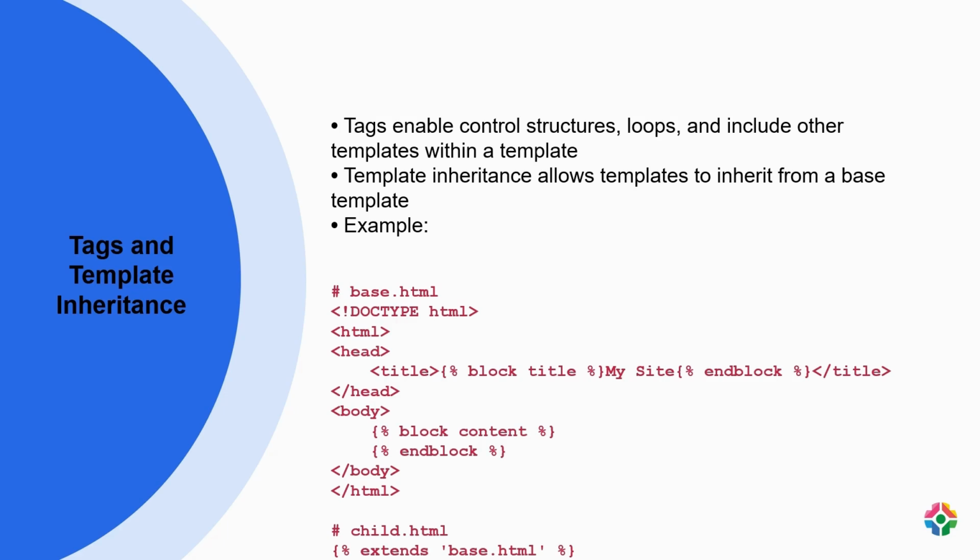For example, in Python Django templates, you can create a base template, base.html, with defined blocks for title and content. Then, a child template, child.html, can extend the base template, overriding the title block with specific content and providing unique content within the content block. This way, the child template inherits the structure of the base template while customizing specific sections as needed.